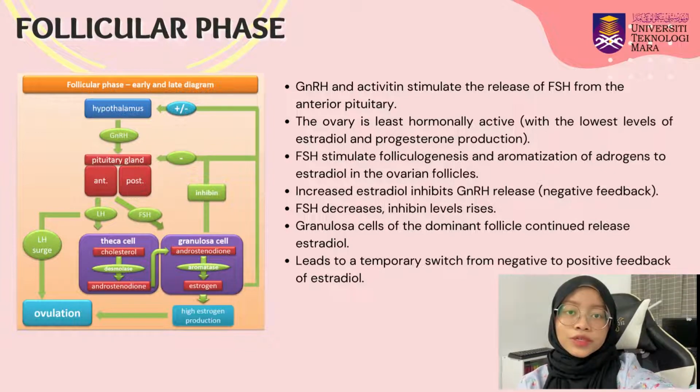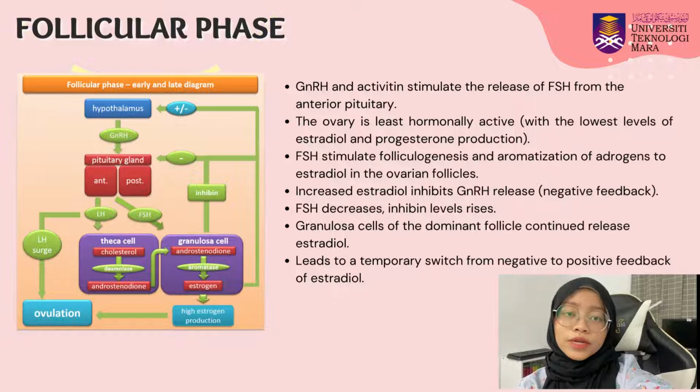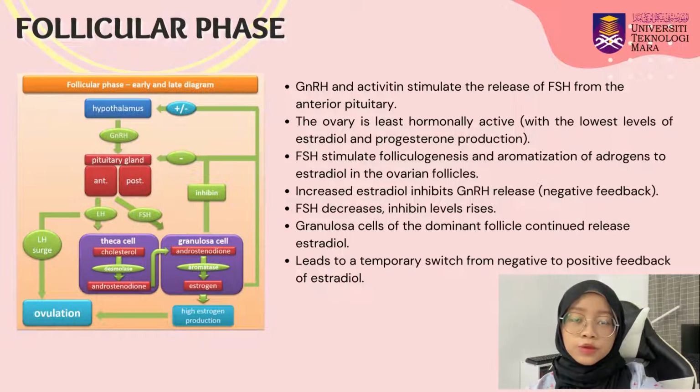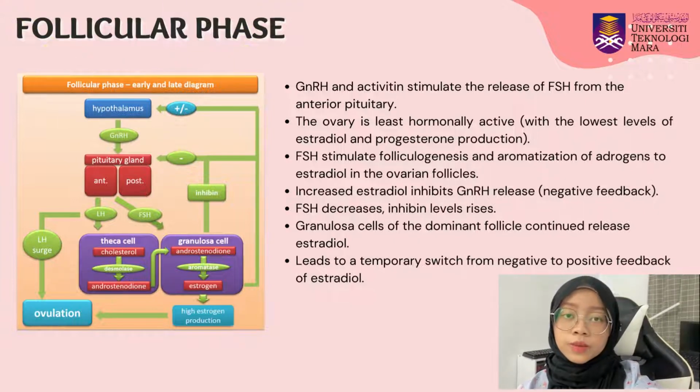Estradiol release continues to increase from the granulosa cells of the dominant follicle, and this stimulates the proliferation of uterine endometrium, increasing the number of glands. A sustained rise of estradiol production from the dominant follicle leads to a temporary switch from negative to positive feedback of estradiol on the hypothalamus and pituitary, with rising estradiol levels now increasing LH production rather than inhibiting it.